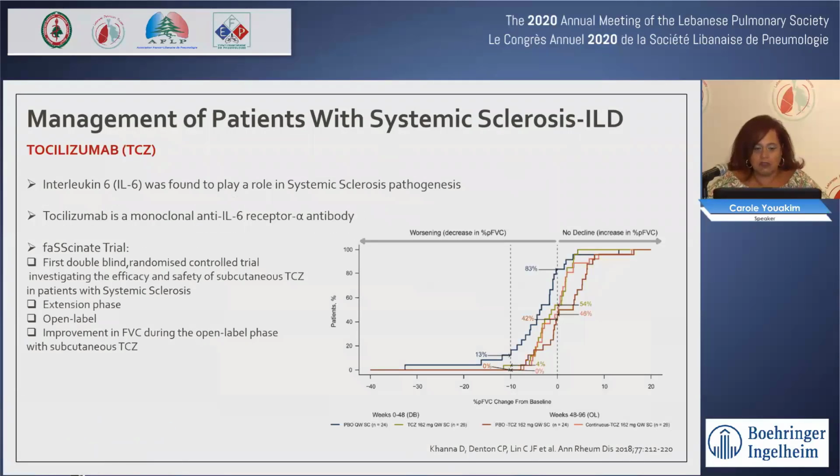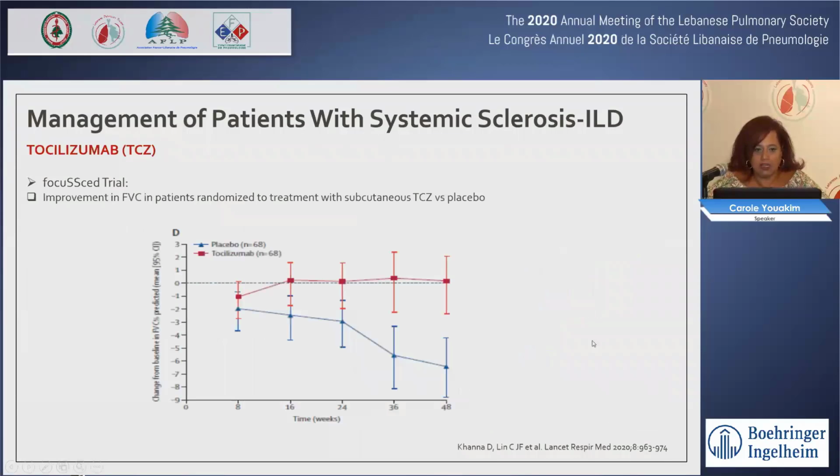Then interleukin-6 was found to play a role in systemic sclerosis pathogenesis, and tocilizumab, an anti-IL-6 receptor alpha antibody, was studied in the FASCINATE trial and showed an improvement in FVC in the open label phase of the trial. In the FOCUS trial, just published in the Lancet Respiratory Medicine, there was an improvement in FVC in patients randomized to treatment with subcutaneous tocilizumab, here in red, versus placebo.